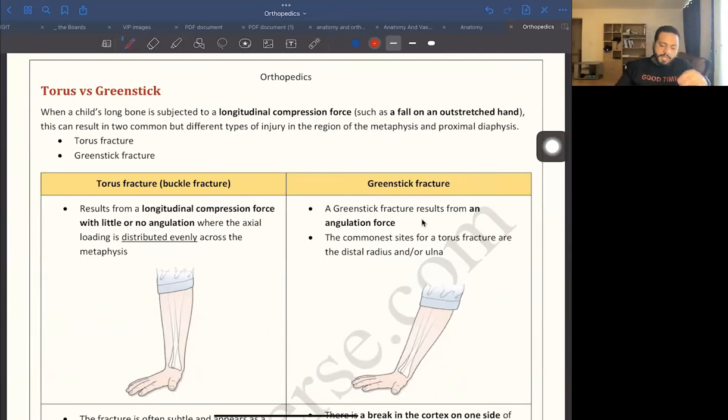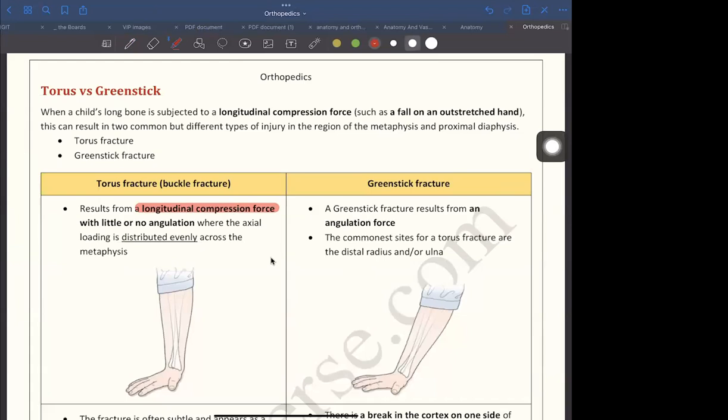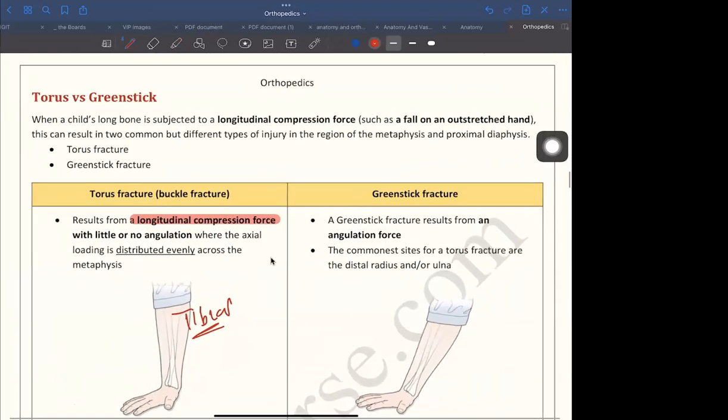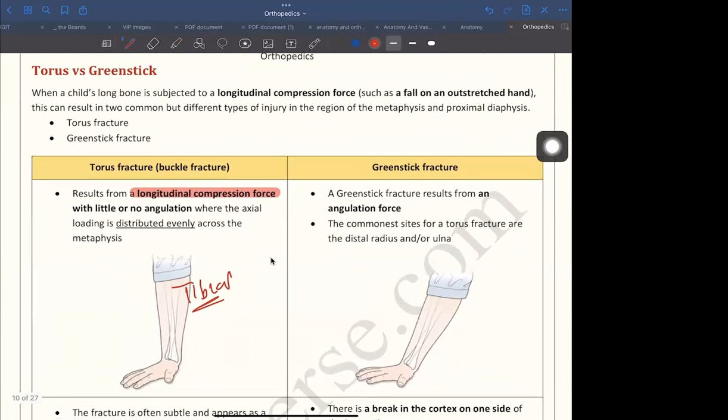So we have here torus versus greenstick fracture. This happens at a very young age. A torus fracture is basically a longitudinal compression force without any angulation. It happens most of the time in the tibia in very young children. It's just like you have done some compression on the bone without any obvious fracture. However, we call it a torus fracture or buckle fracture.